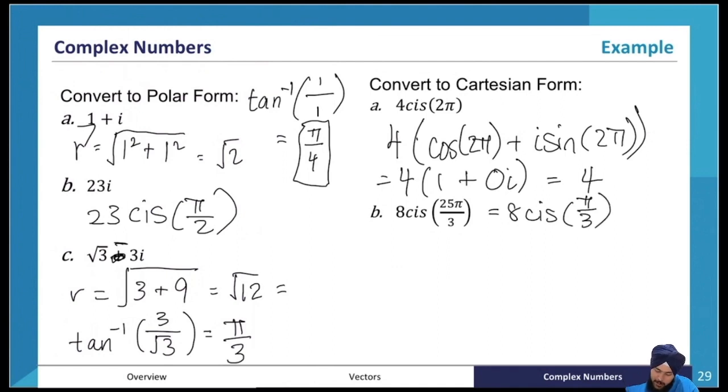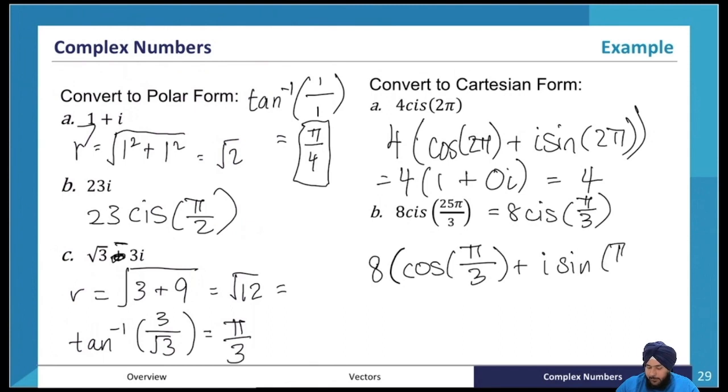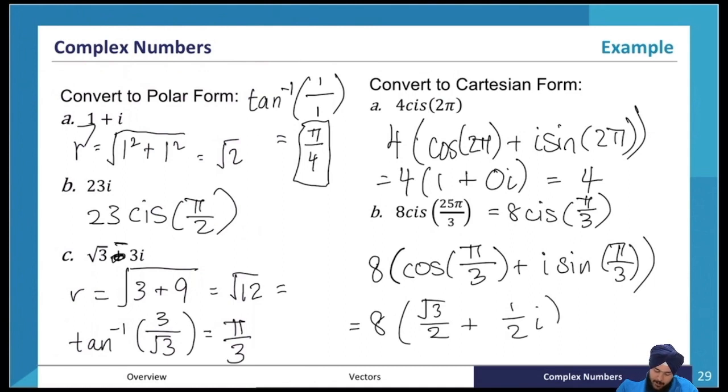So now, further working on this, we can simplify it by writing it like this. 8 cos pi over 3 plus i sine pi over 3, which is equal to 8. What is cos pi over 3? That is root 3 on 2, plus i sine pi on 3. So sine pi on 3 is half, so plus half i. And further simplifying, we'll get 4 root 3 plus 4i. So that is our answer there for this question.